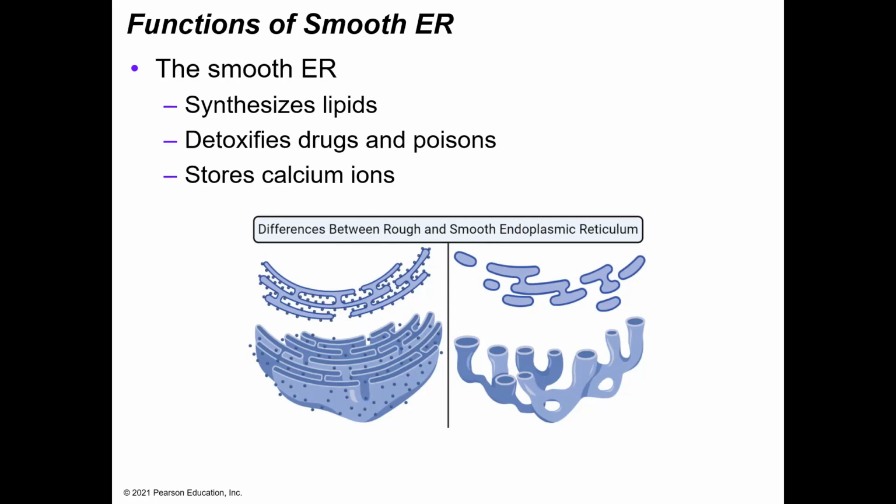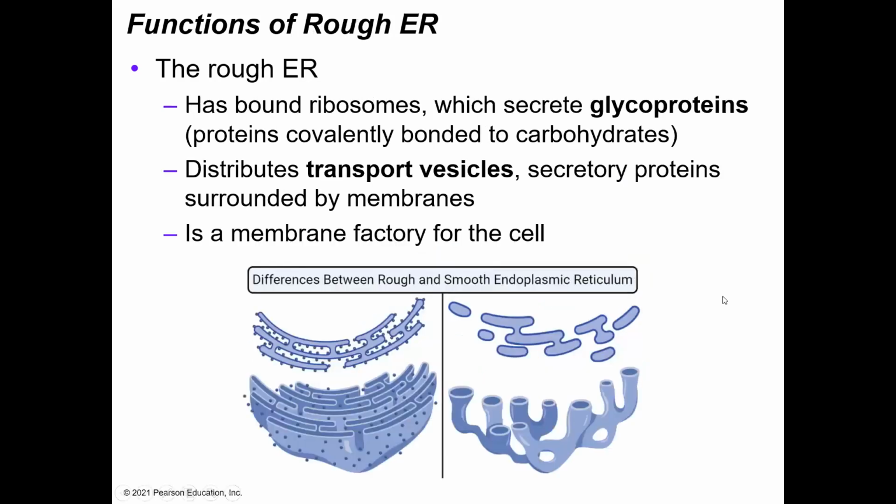The smooth ER is also responsible for storing calcium ions, which is important when we're talking about, for example, some chemical pathways that are in the body.